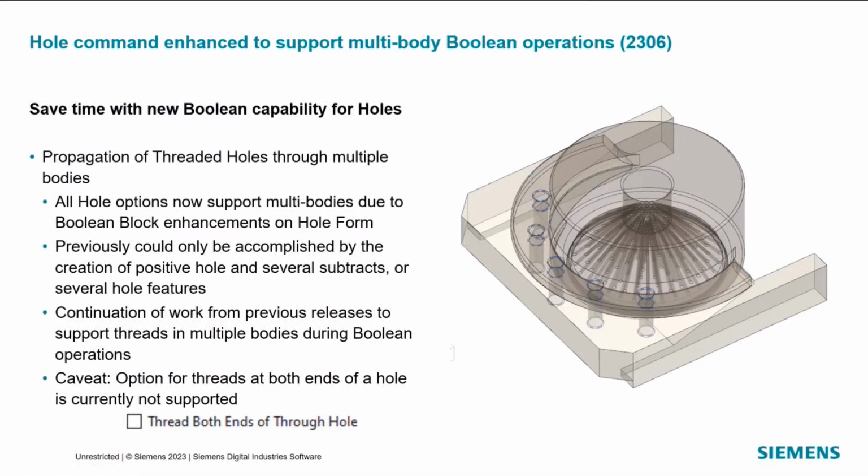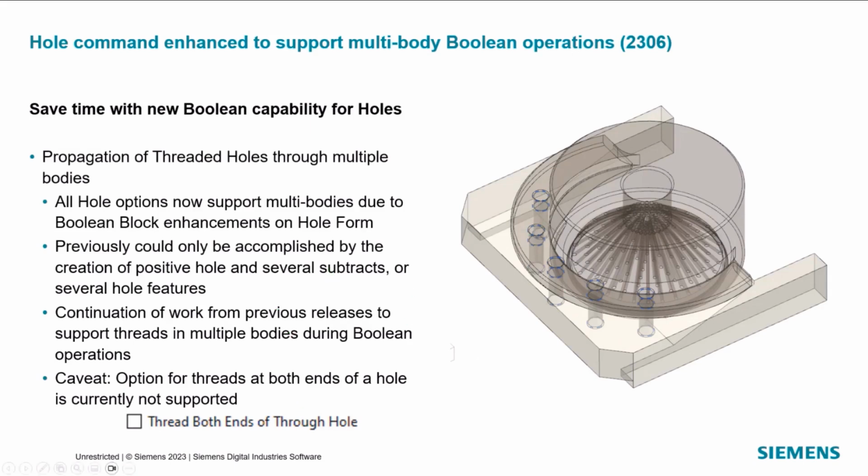So here's the first one in the hole command. When you work with threaded holes, you can put those through multiple bodies within the same model. So this is not an assembly. I'm talking about a single part file. And this also carries over into drafting. That's one of the enhancements that I'll mention a little later on. So if you've got multiple bodies that you're putting either one or more threaded holes through, and you want to represent those on a drawing, all of that's supported now.